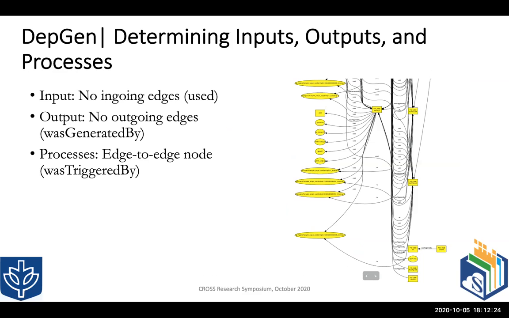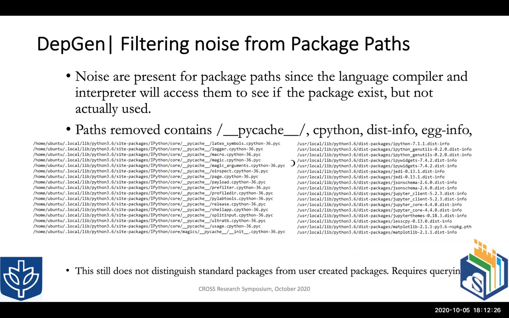The issue with these log files is filtering noise. There is a lot of activity which is happening within interpreters and compilers, where they are simply checking whether a package exists or not. So we need to remove those files, because a check does not mean that the package was actually used, or that its files were actually read by the package.